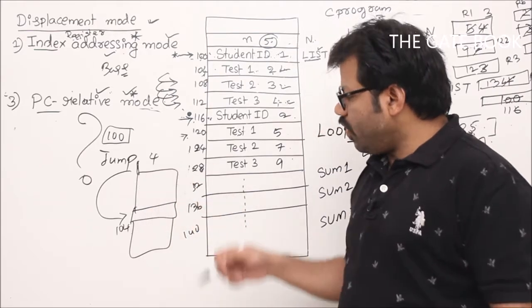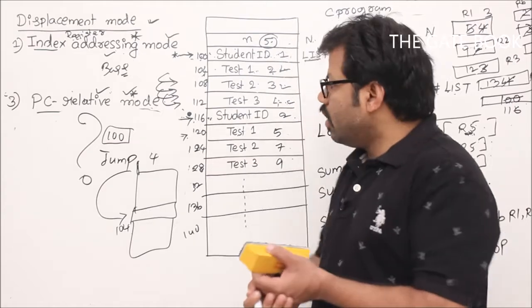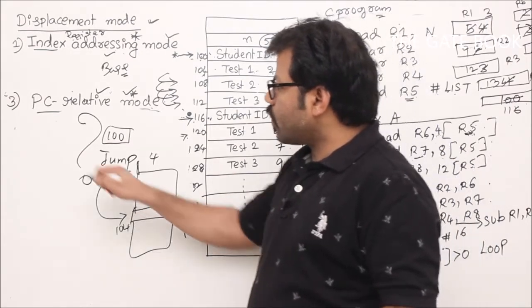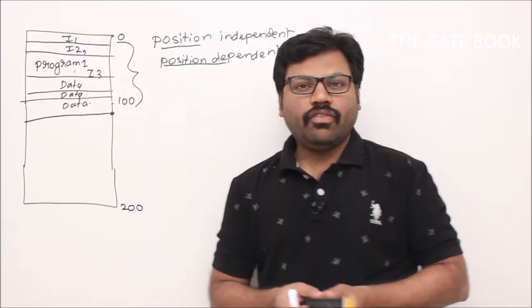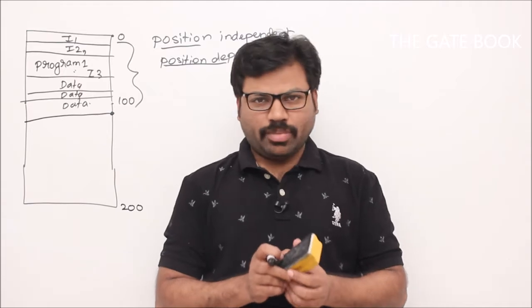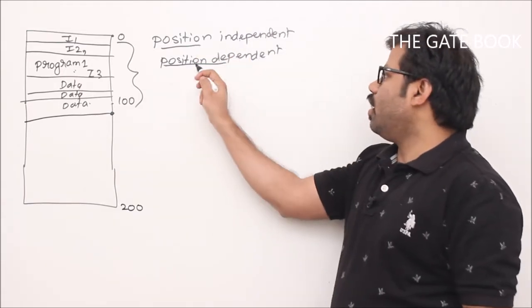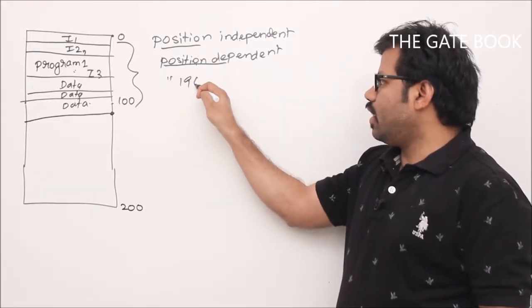Right. Why do we have to write this kind of code? When you write this kind of code, then suddenly if I start my program and execute my program in a different way, I will tell you the reason. For that, let me erase this mode. Now, to understand PC relative addressing mode's benefit, you should understand one concept called position independent code and position dependent code. So this is all the story at 1960s.